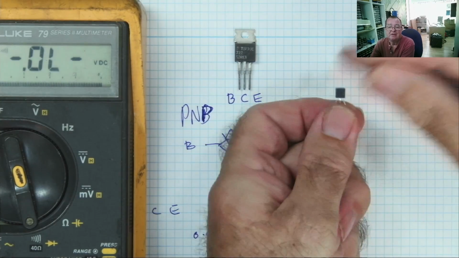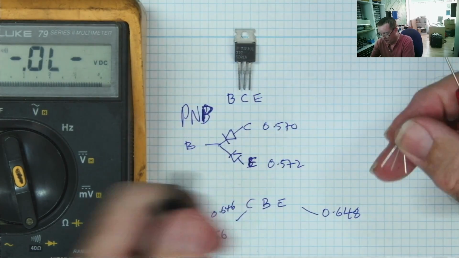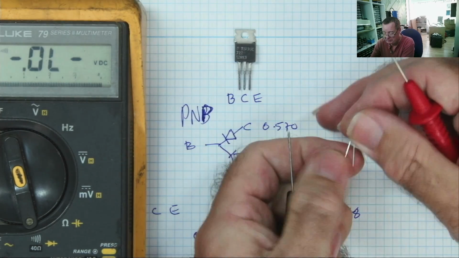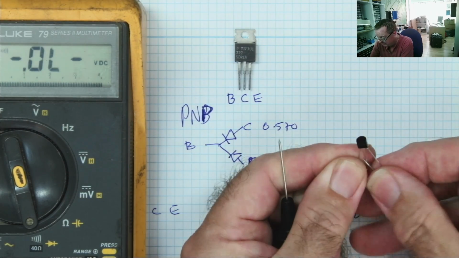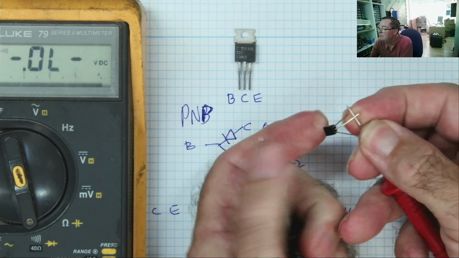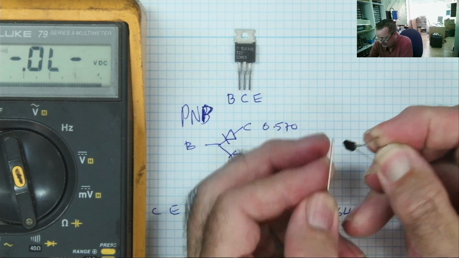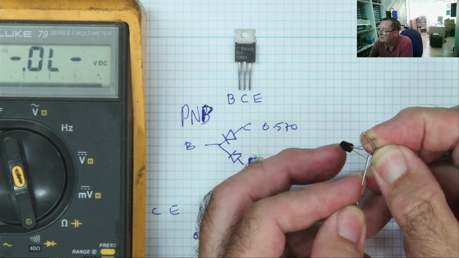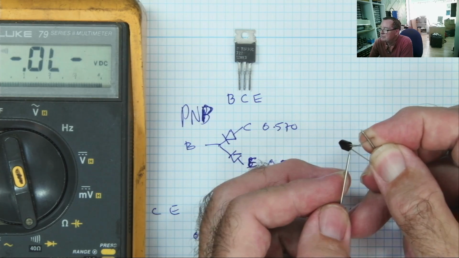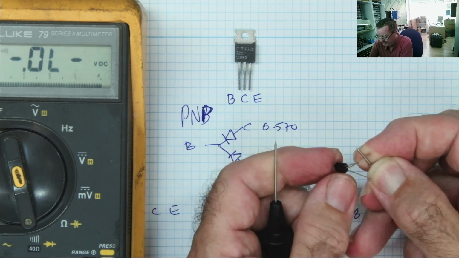Let's have a look at this one then, see if we can figure this out. So we'll measure this the same way we just did the NPN transistor, and the base was in the middle. So we'll connect the red lead to the middle. What do we get? Well, there's no connection to there and there's no connection to there. So either this is not a NPN transistor or this isn't the base.